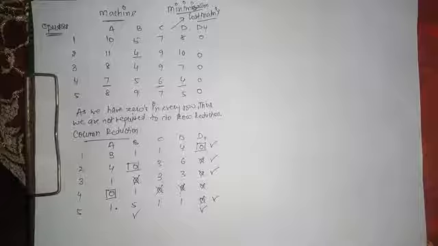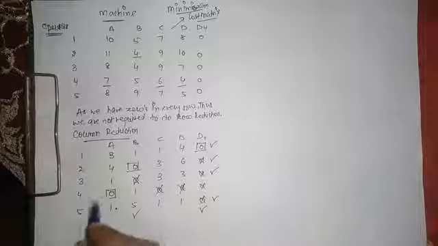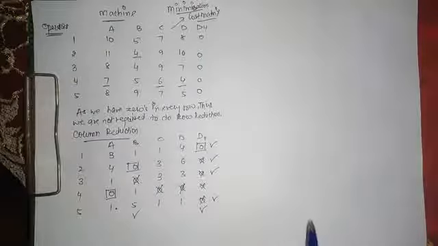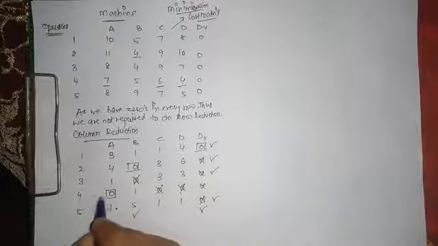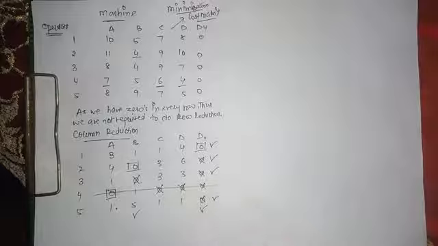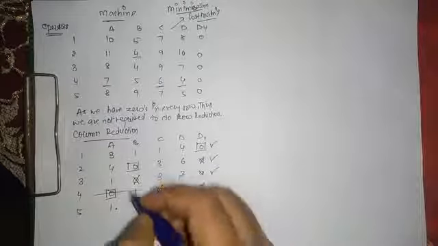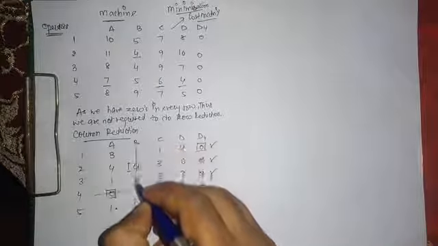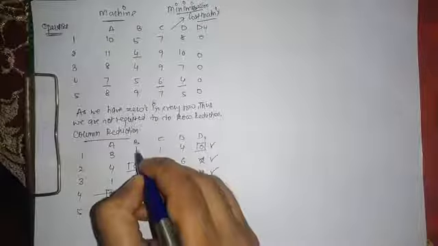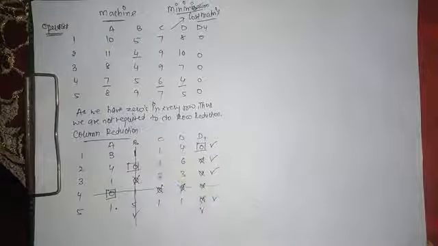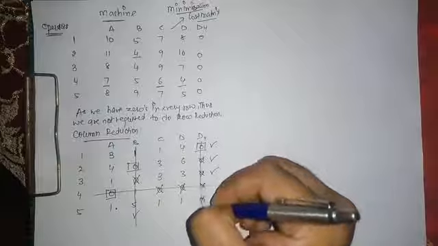Is it done? Now let's cover the elements. How to cover the zeros, or you can say cover the elements? Cover the rows which are unmarked. Here it is. Cover the columns which are marked. Here, please remember 1. Done.